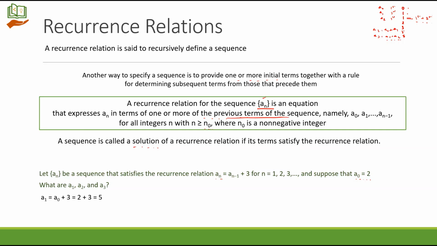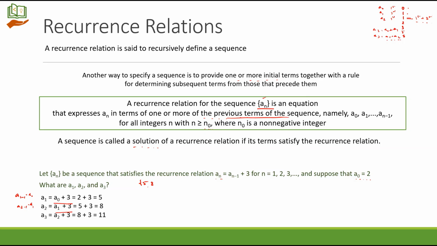a1 is given by an minus 1, so it is a1 minus 1, which is equal to a0, a0 plus 3. What is the value of a0? 2. 2 plus 3 will give you 5. So the first number will be 5 here. Then we have a2. a2 will be a2 minus 1, which is equal to a1. a1 plus 3, already we have computed it as 5. 5 plus 3 will give you 8. So the next number will be 8.